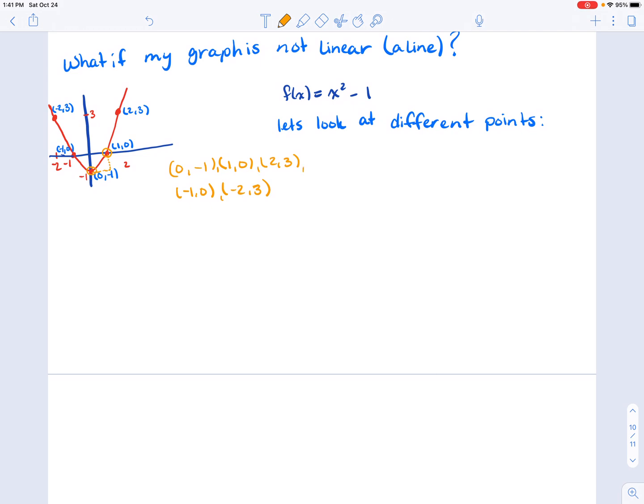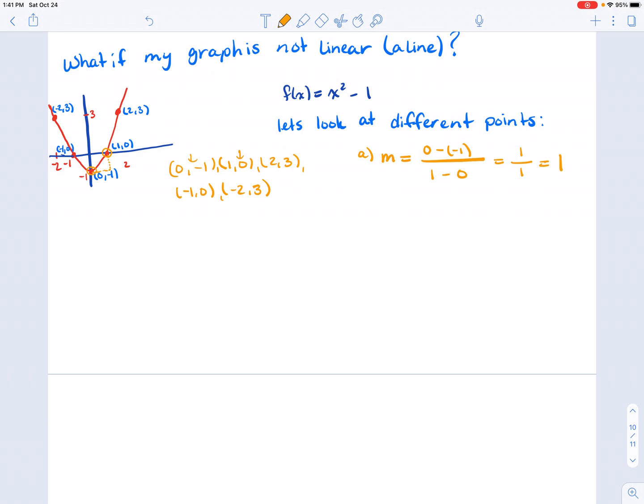So let's take this point and this point first. I'm going to call this A, and I'm going to look at the difference, so my slope between those points. So I have 0 minus minus 1 divided by 1 minus 0. So what does that equal? I have positive 1 on top and positive 1 on the bottom. The slope is 1. Okay.